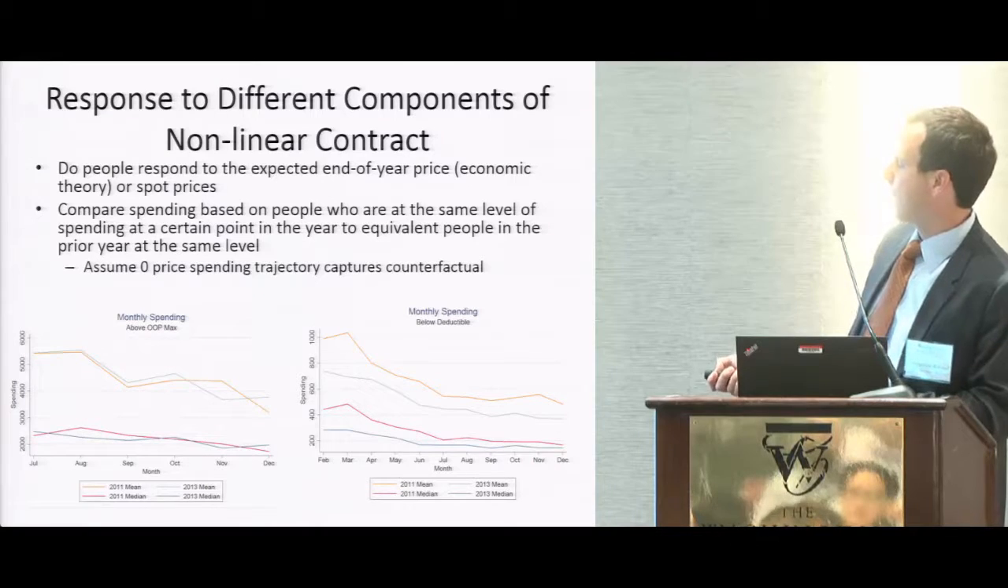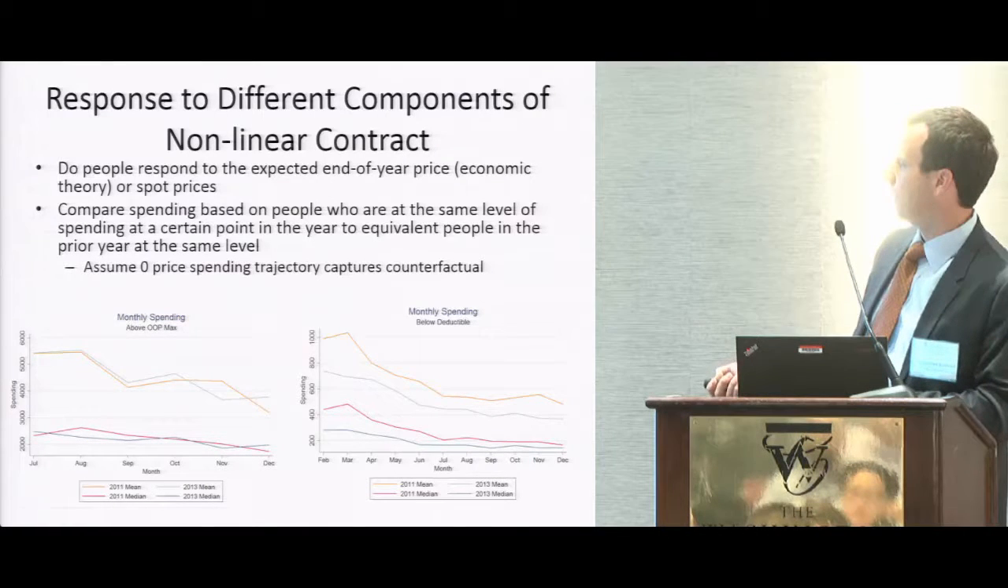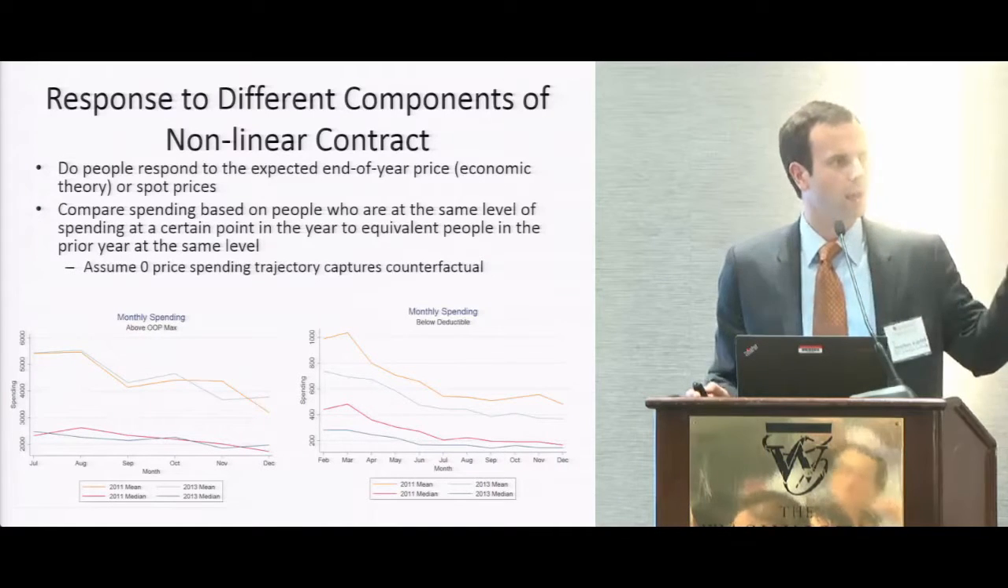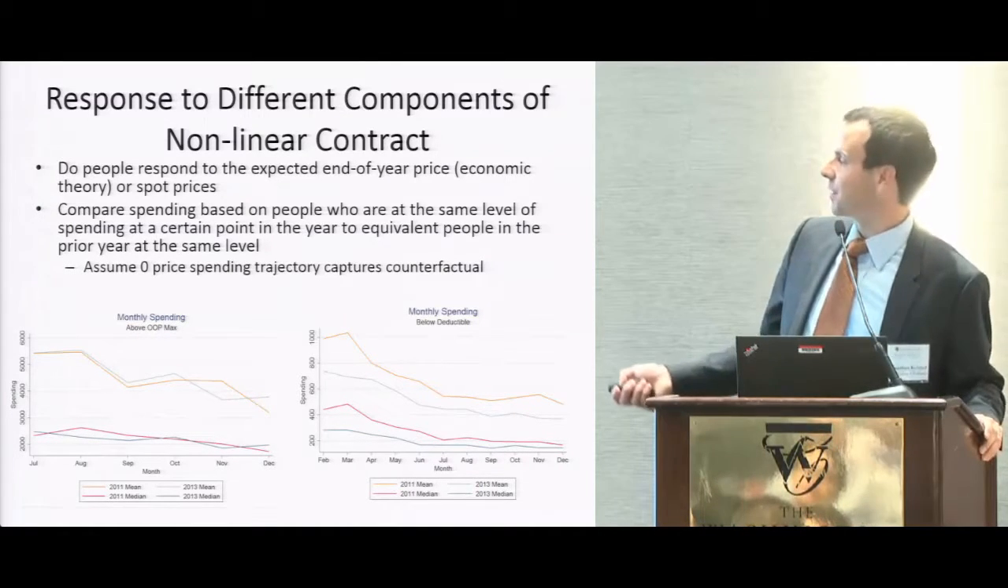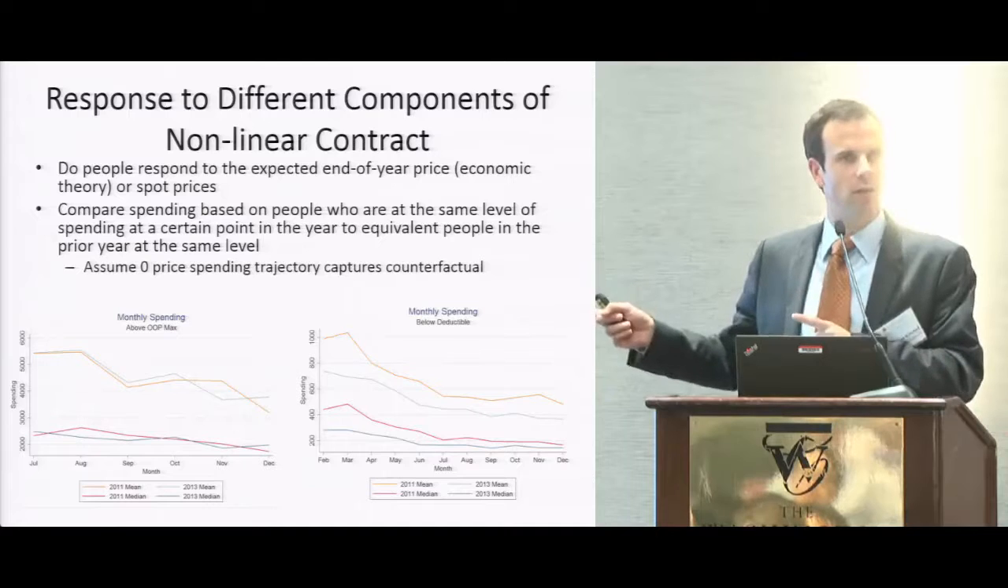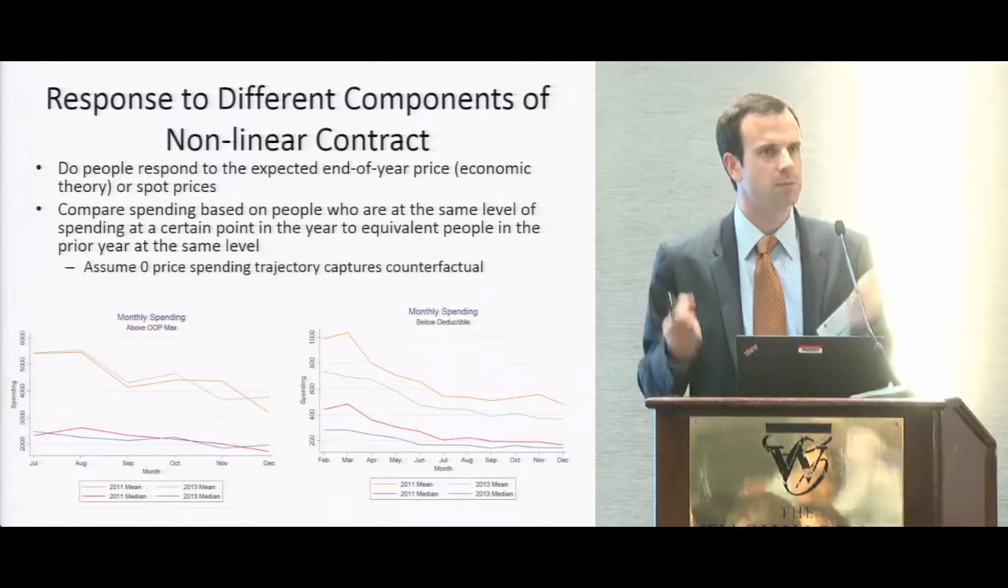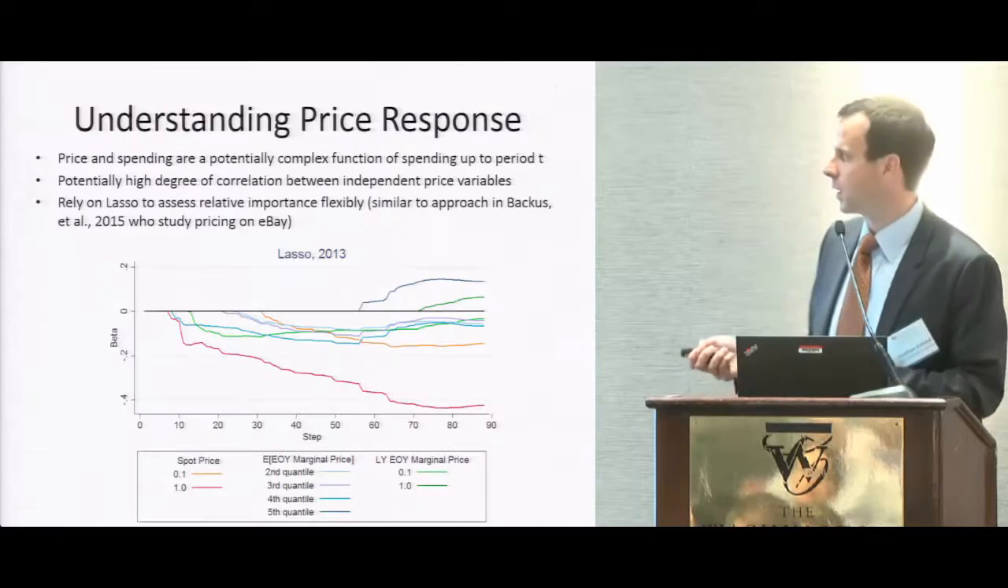If you then look below the deductible, a large gap opens up. But importantly, you'll note that, well, you won't know because I'm not showing you here. This also holds even for very sick people with very high expected price at the end of the year, which begs the question, what are people responding to?